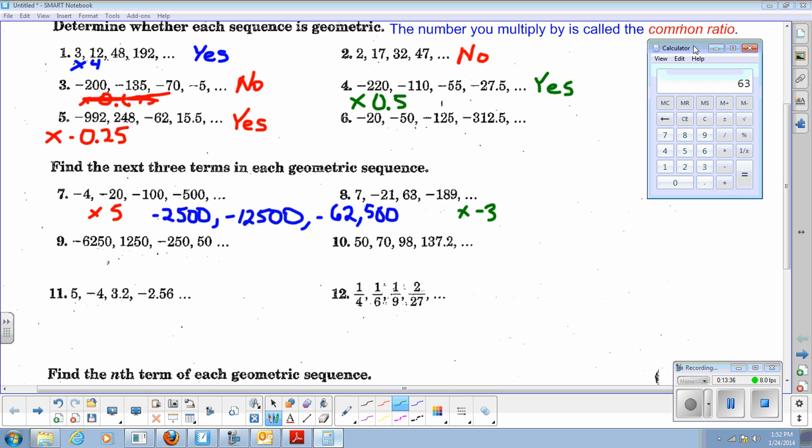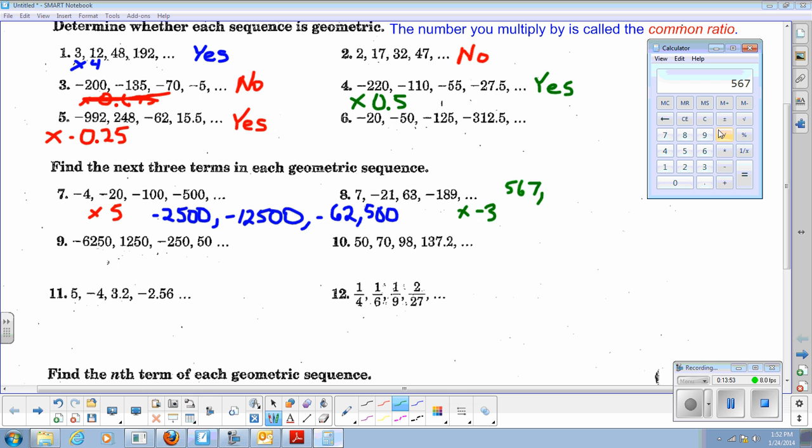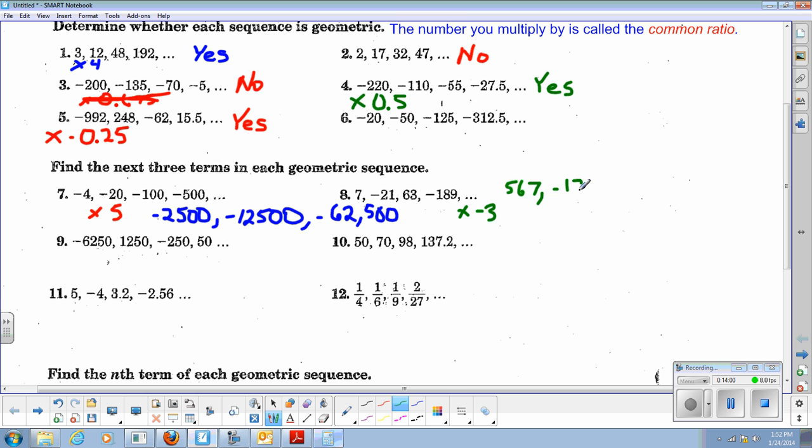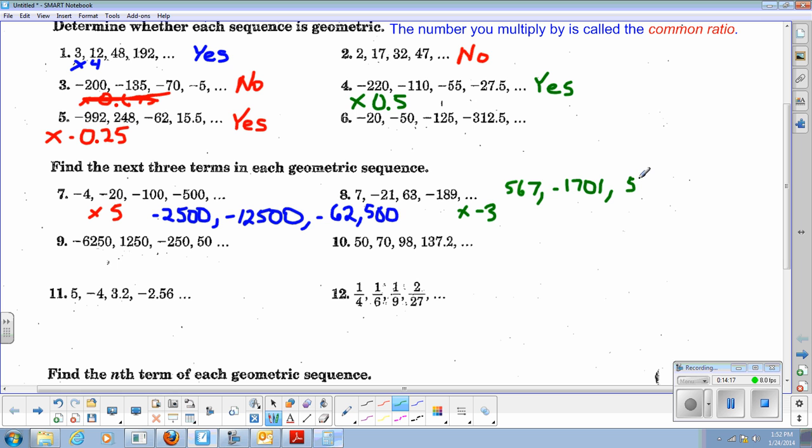So to find the next three terms, I now am going to clear my calculator. I'm going to type in a negative 189, and I'm going to take that times negative 3. And I get 567. And now I want to take 567 on my calculator, and I'm just going to push times negative 3 again. And I get a negative 1,701. And I have to find a third term. So one last time, times negative 3. And I get 5,103. So I want to write that down, 5,103. Okay, so you have a couple of examples from this side here that you can refer to.